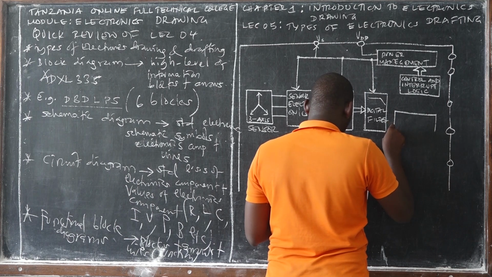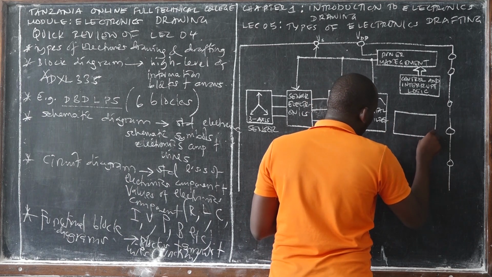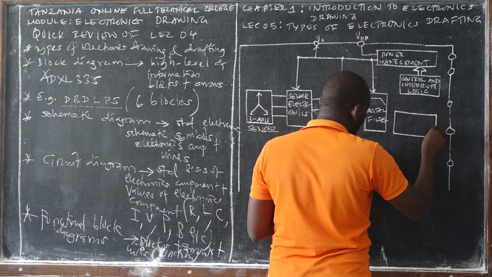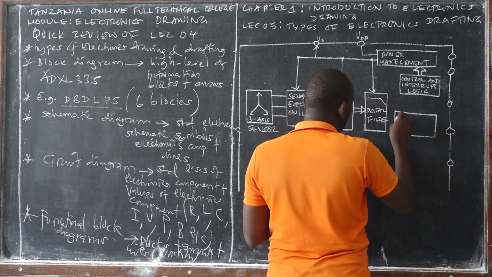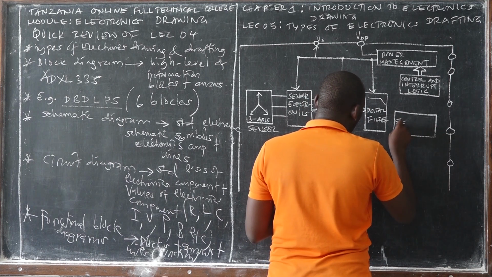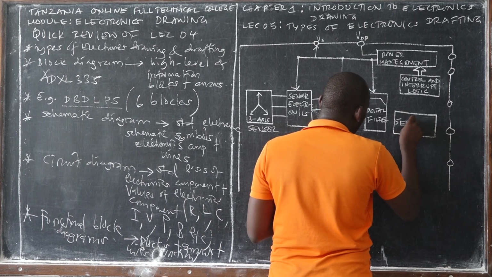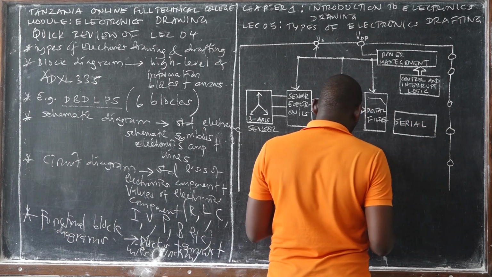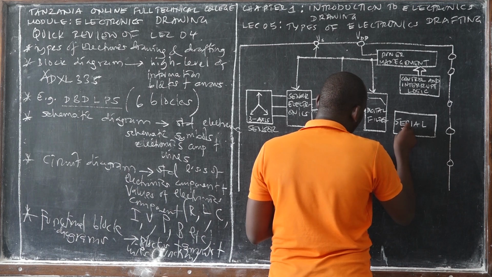Functional block diagram. Of what? Of oscilloscope. Accelerometer sensor.